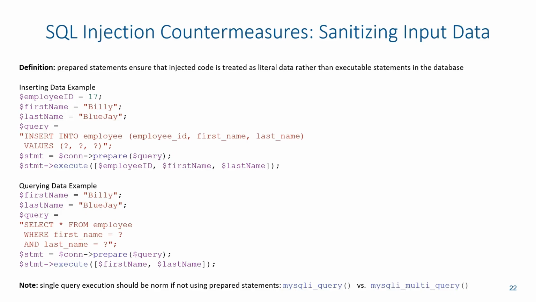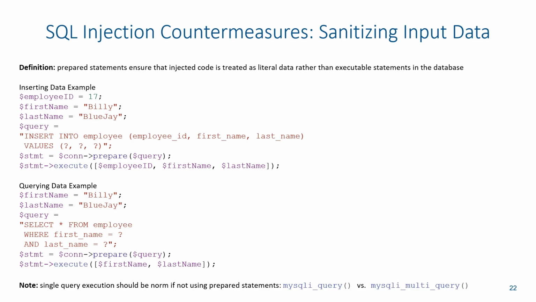Prepared statements basically take the injected code and treat it as literal data rather than a continuation of the executed statements in the database. So for example here, if I had a query where I'm inserting data into a table, as you see here, insert into employee, instead of providing the post inside of the query, I'm going to substitute it with question marks. So you see here I have values and then I have 3 question marks that are comma separated. What I'm going to do is fill in these question marks with variables.